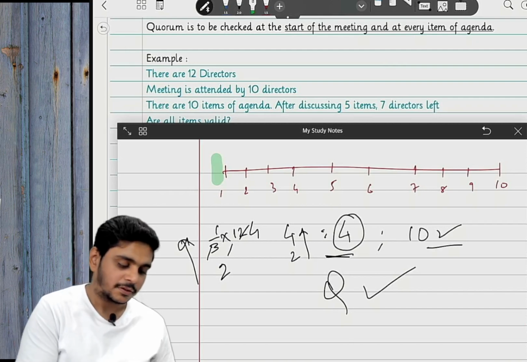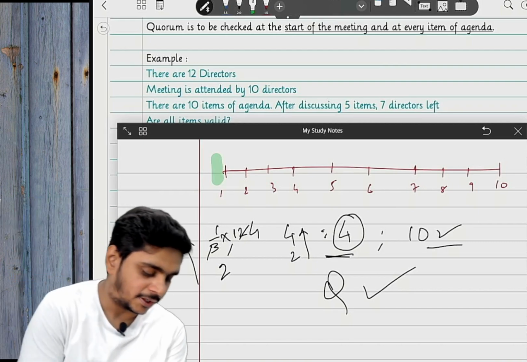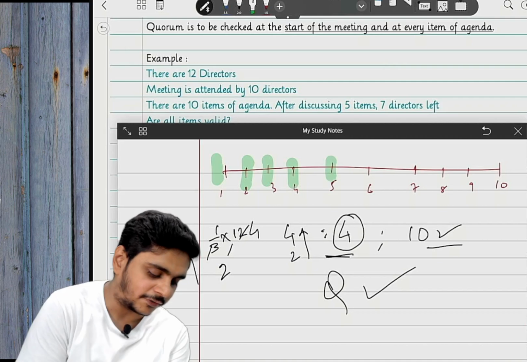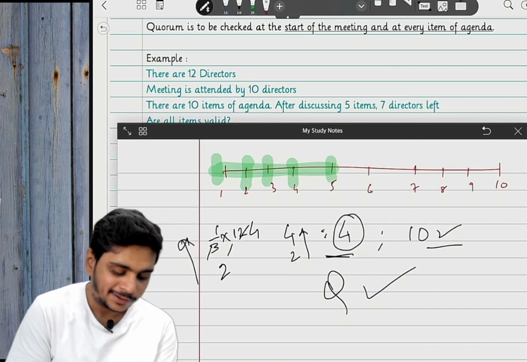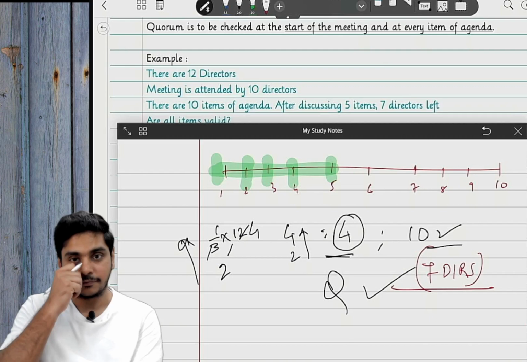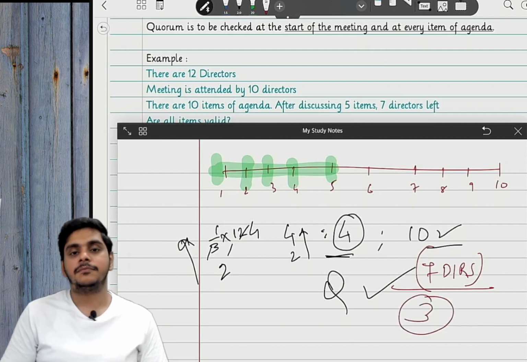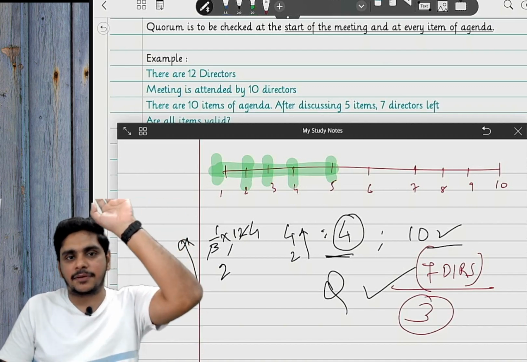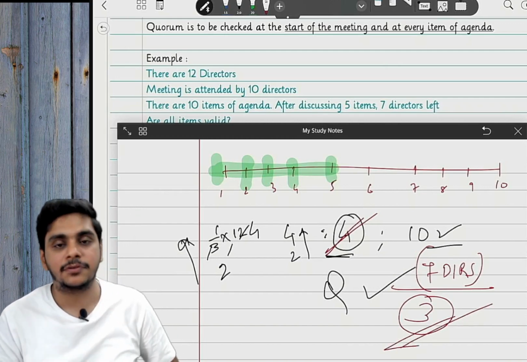Now they are saying that after discussing 5 items of the 10 items of agenda, 1, 2, 3, 4, 5, what happened? 7 directors left. So only 3 are left now. How much should be my quorum? 4. Only 3 are left. So what will you say?